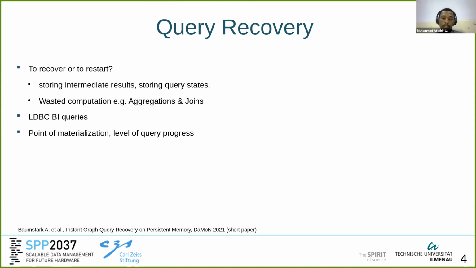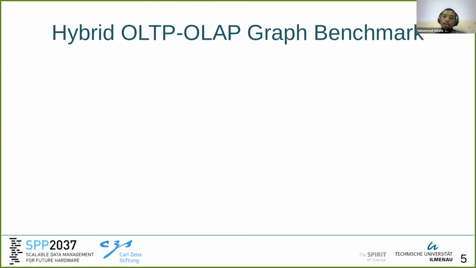So having considered the LDBC SNB interactive short read and interactive update queries, as well as the BI queries, we also thought of taking a look into OLTP-OLAP graph benchmarking. There already exists a hybrid benchmark for relational databases, the CH benchmark, which is based on the TPC-C and TPC-H benchmarks. So we thought of using it as a starting point and adapting it for graphs.